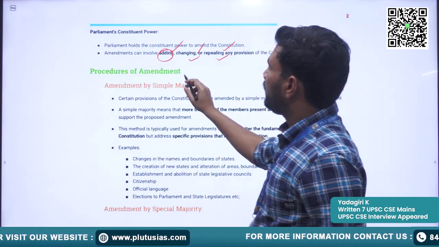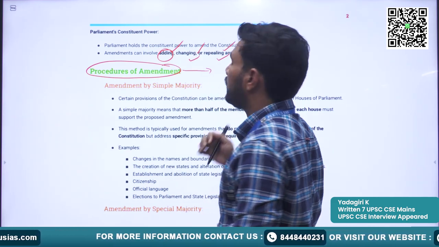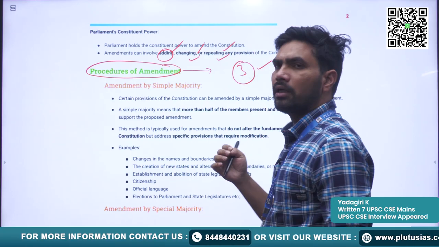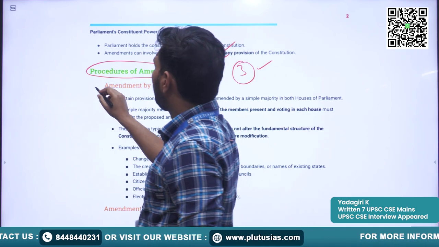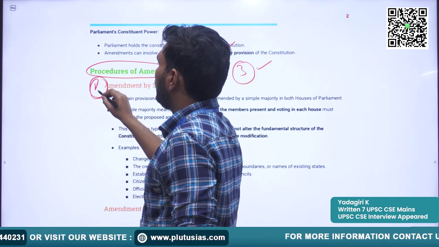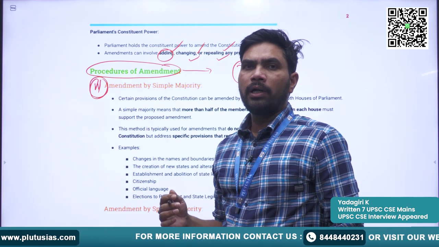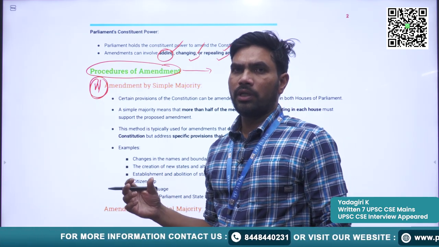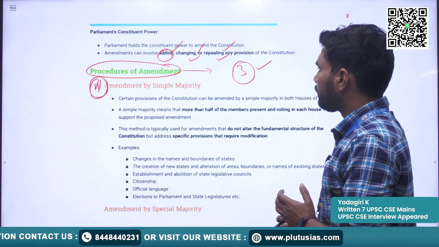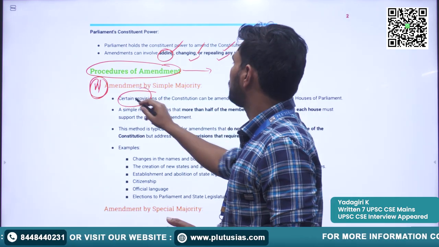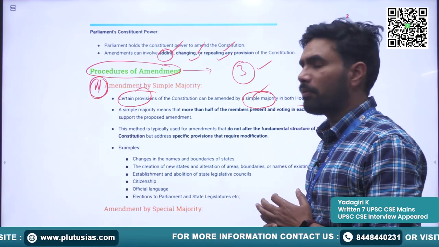Now we will understand the amendment procedure. I have told you there are three types of amendment procedures. The first one is amendment by simple majority. This is similar to the parliament passing a law through a simple majority. Certain provisions of the constitution can be amended by simple majority in both the houses of parliament.